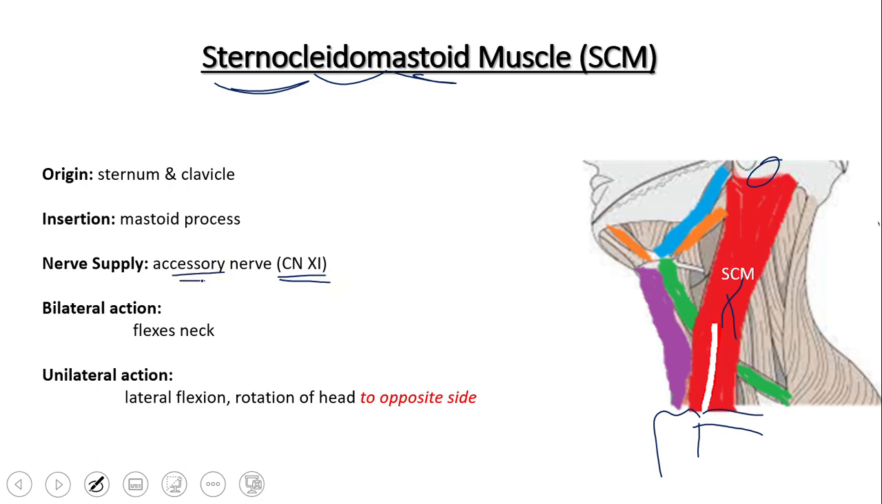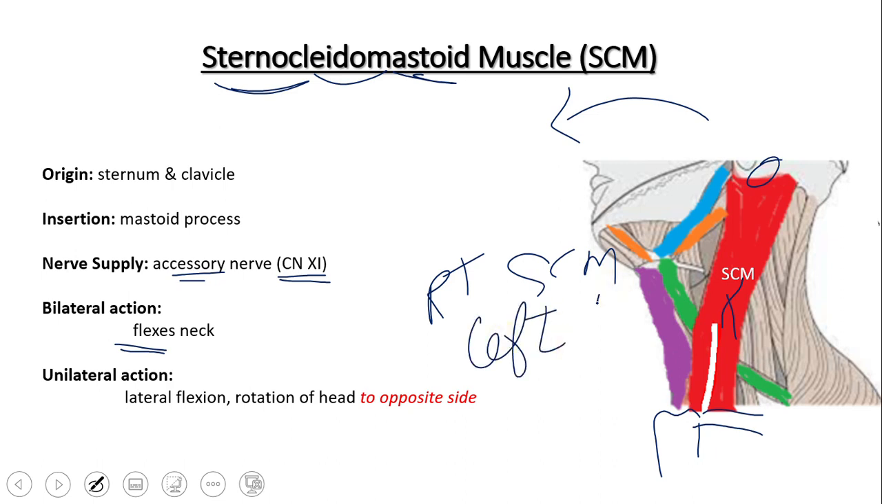The bilateral action means the action that results when both right and left sternocleidomastoids are working at the same time. And here what happens is forward movement of the neck, which is flexion. How about if one side only is working? This rotates the neck to the opposite side of the muscle. Like if the right sternocleidomastoid contracts, then what would happen is left rotation of the neck. How about if the left sternocleidomastoid muscle is contracting, then the resulting action is right rotation of the neck.